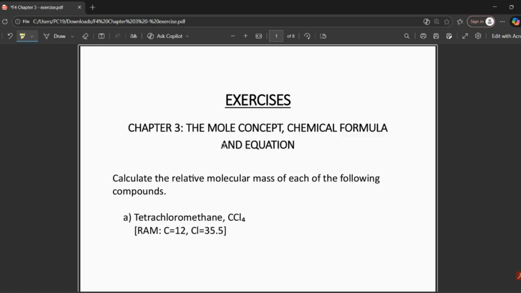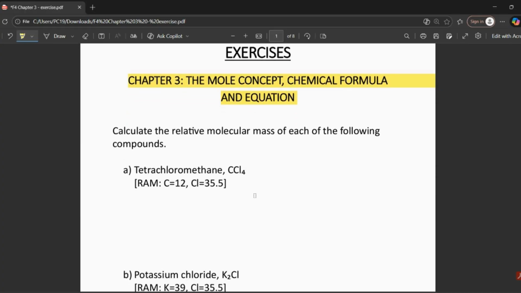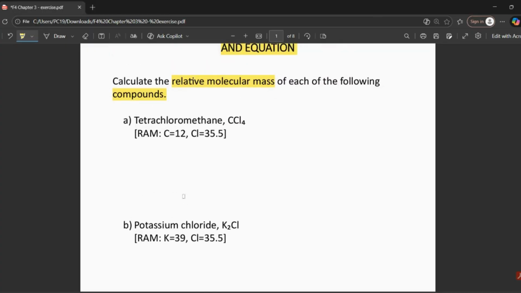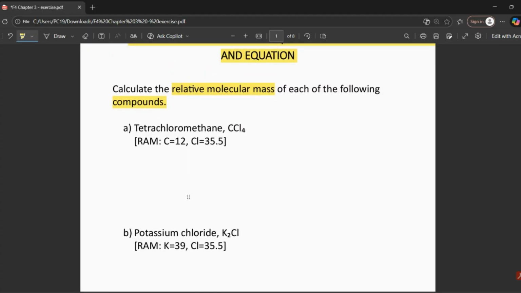So in today's video, we're going to look into chapter 3 from 4, which is the mole concept, chemical formula, and equation. So without further ado, let's get straight into the video. As the first part, I'm going to teach you guys how to calculate the relative molecular mass for the following compounds. I've listed down a few compounds here. We're going to learn how to find the relative molecular mass.